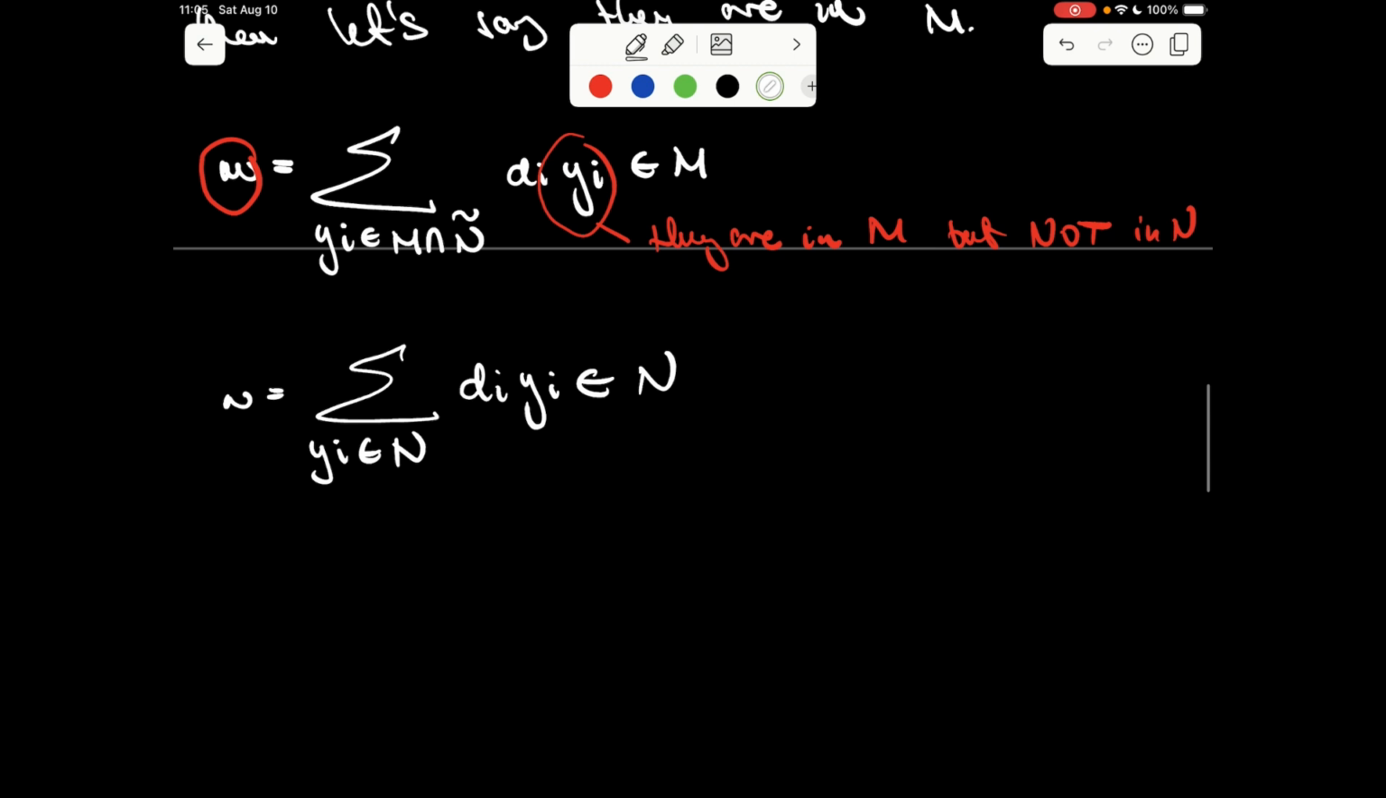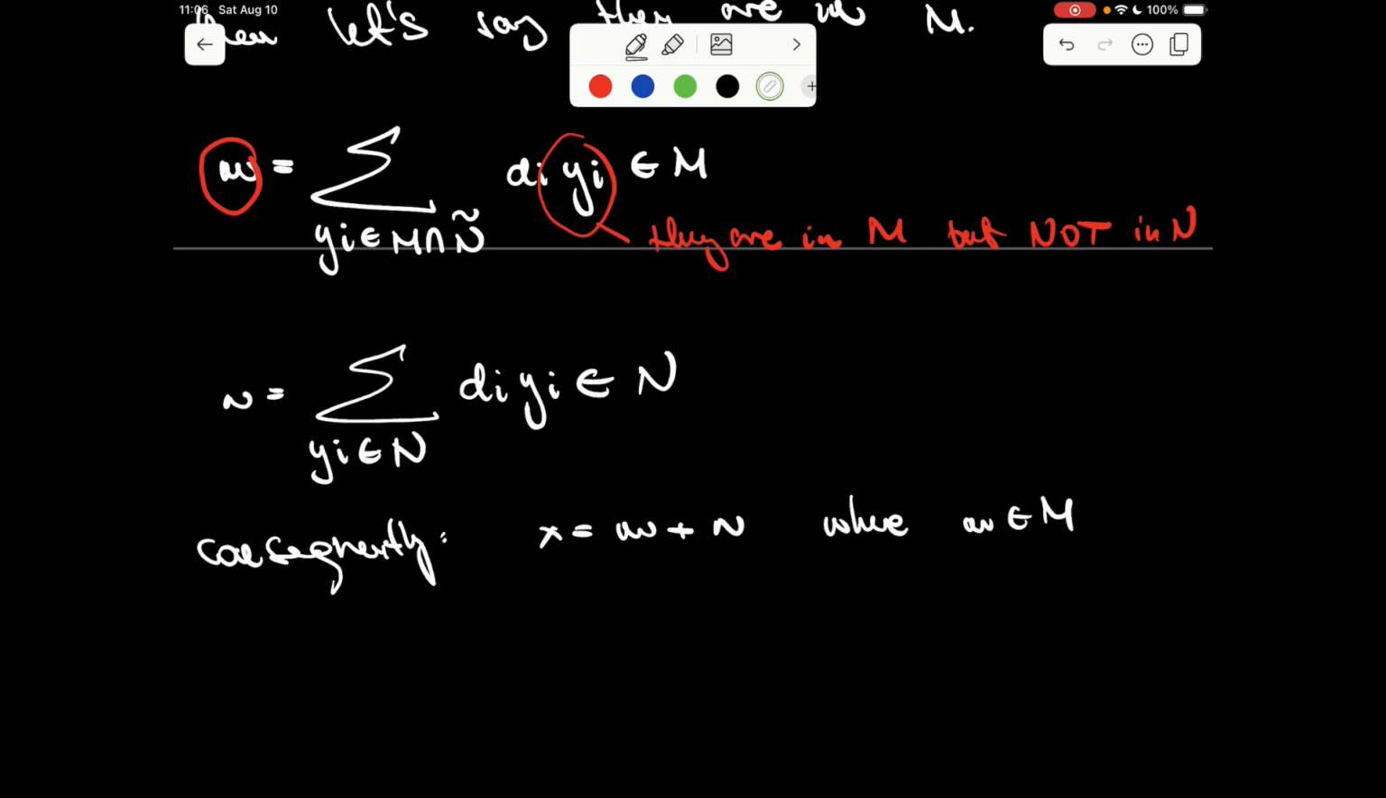So we can say, consequently, if X is the sum of two vectors, where M is in the subspace M, N is in the subspace N, then X is in the subspace generated by M union N, which is a subset of M, the sum of M and N. And by the second step, we have demonstrated the equality.